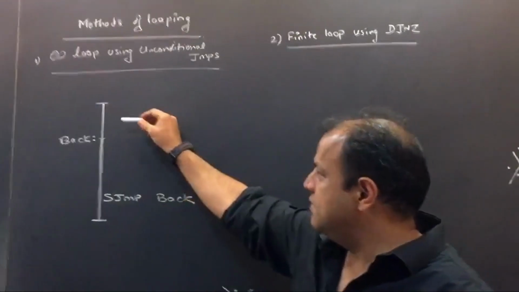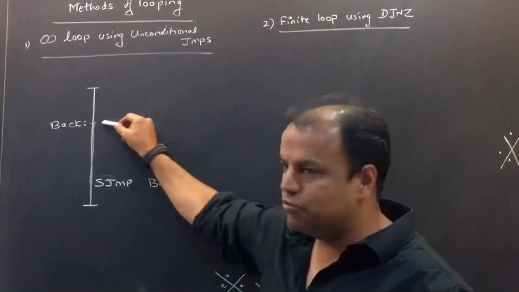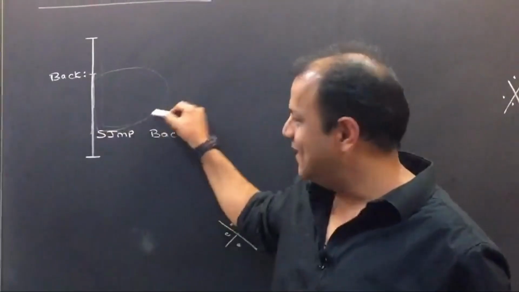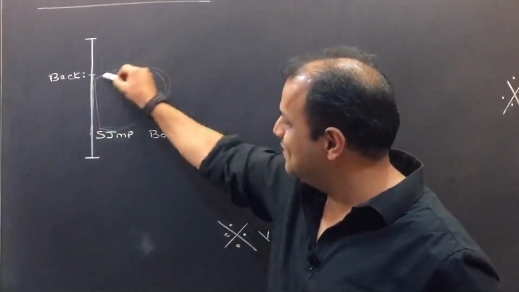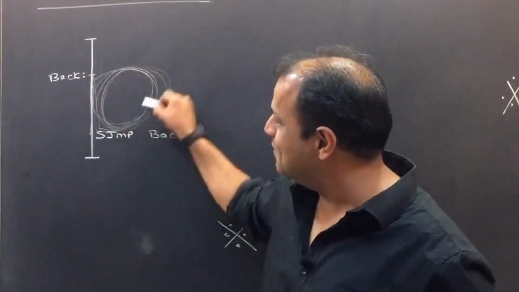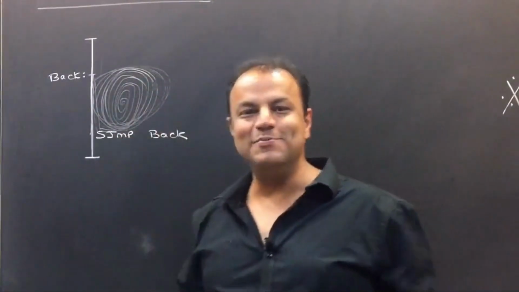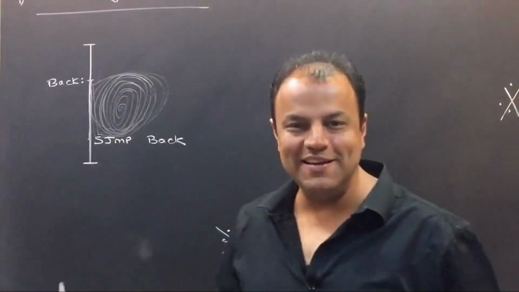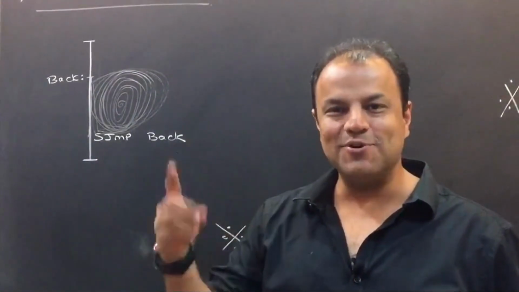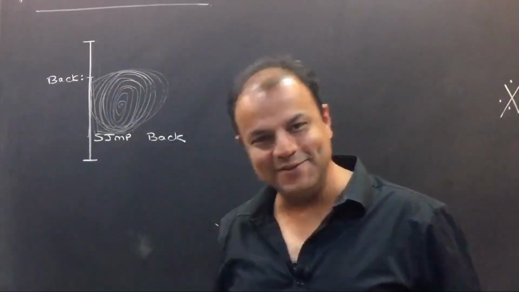So what will happen? Program will come up to here. Will jump to back. Then again will come down. Again will go back. Again will come down. Again will go back. And this will end up becoming a loop. But what kind of loop? This will end up becoming an infinite loop. Why? Because you have not put any condition. An unconditional jump causes an infinite loop. Please tell me, did you understand this?